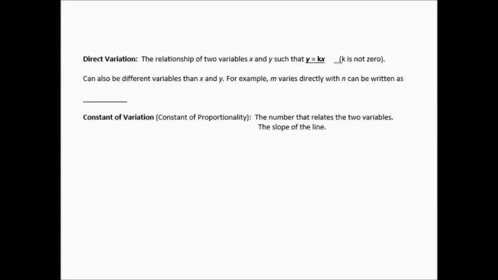So first of all, let's define direct variation. Direct variation is the relationship of two variables, x and y, such that y equals kx. Something important here to remember is that k is not 0. Now this is not something entirely new. We've seen something like this before when we looked at y equals mx plus b. Direct variation is a special type of line where we have y equals mx plus b, but b is 0.